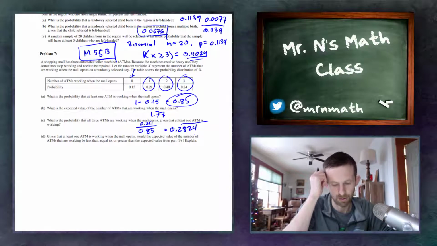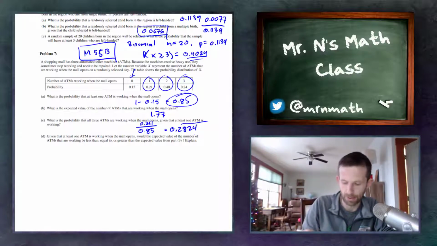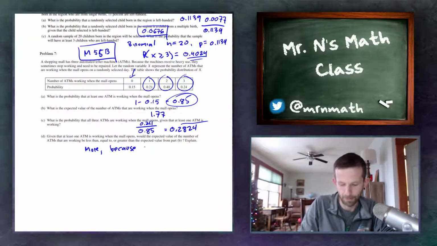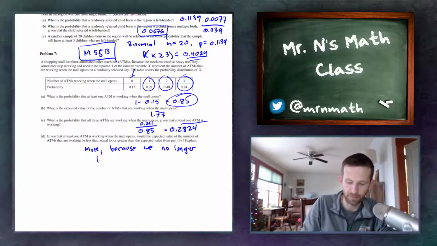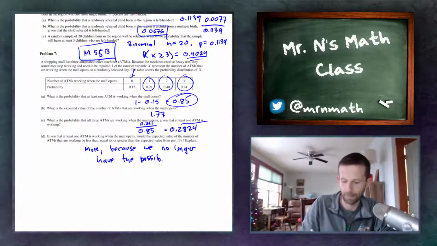Given that at least 1 ATM is working when the mall opens, would you expect the value of the number of ATMs that are working to be less than, equal to, or greater than the expected value from B? So if at least one of them is working, I would expect the value to be more. Because we no longer have the possibility of none of them working.